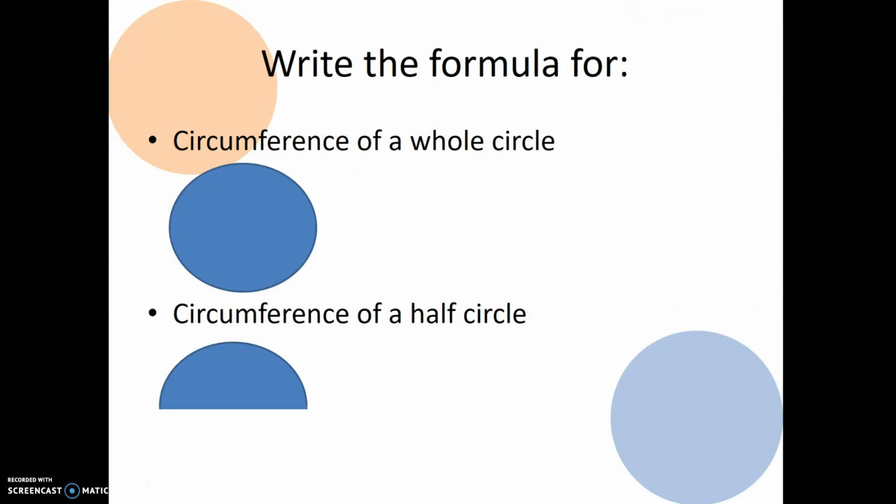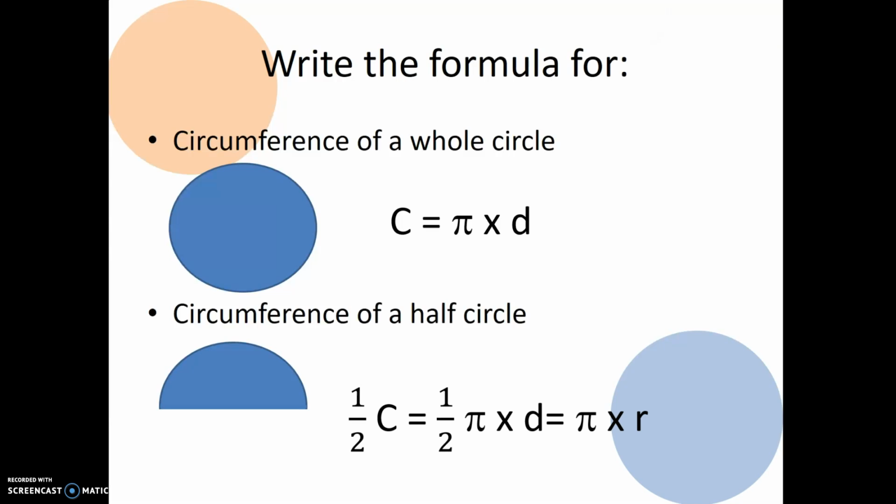Before we get to that, let's review the formulas for the circumference of a whole circle and the circumference of a half circle, because this is going to be really important in our formula for area. The circumference of a whole circle is pi times diameter, and remember, the circumference of a half circle is 1/2 pi times diameter, which also happens to equal pi times r, right? Because 1/2 of a diameter equals r. But the one we've memorized is 1/2 pi times diameter.